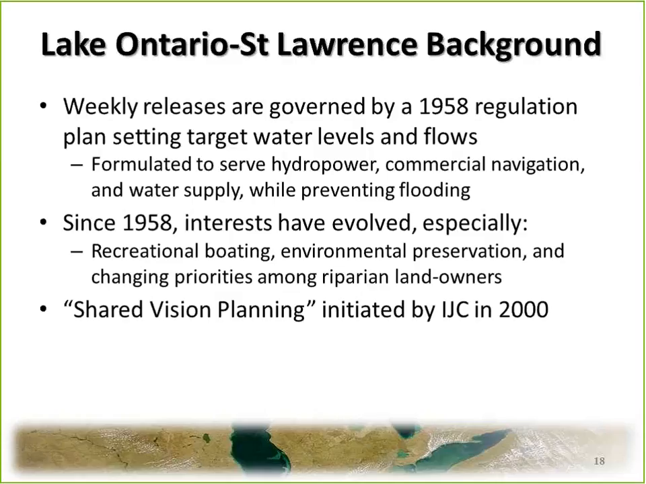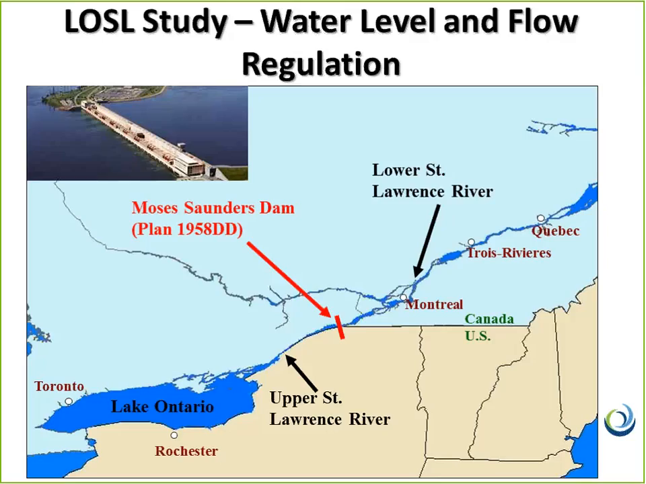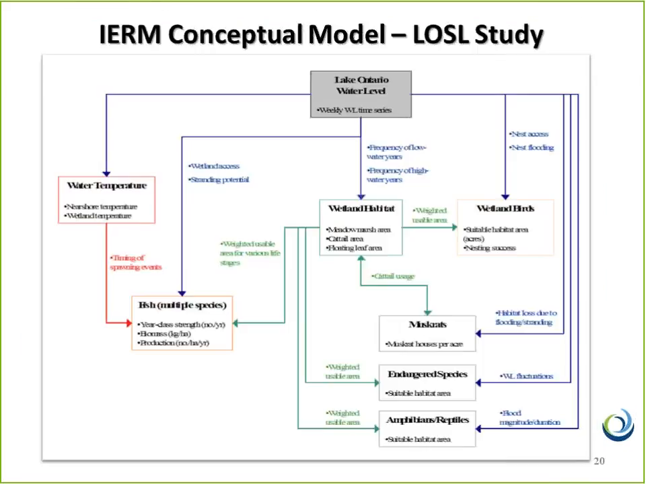So a kind of process of shared vision planning was initiated by the IJC, by the states and provinces in 2000. And I'm going to focus most on the ecological part of it because that's the part that we worked on. Looking at economic interests, navigation interests, safety interests was also part of what was traded off by decision makers.